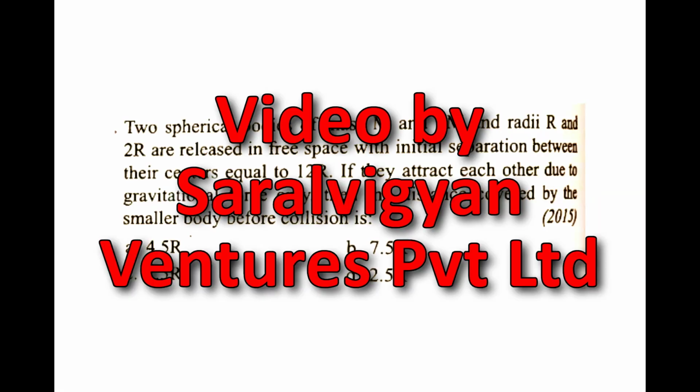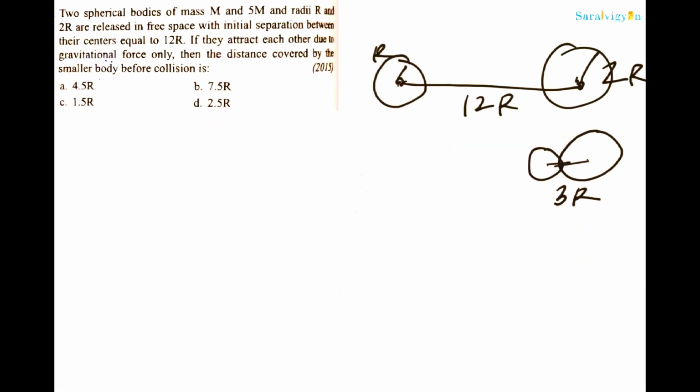Bodies of mass m and 5m and radii r and 2r are released in free space with initial separation between their centers equal to 12r. If they attract each other due to gravitational force only, then the distance covered by the smaller body before collision is 4.5r, 7.5r, 1.5r, or 2.5r.